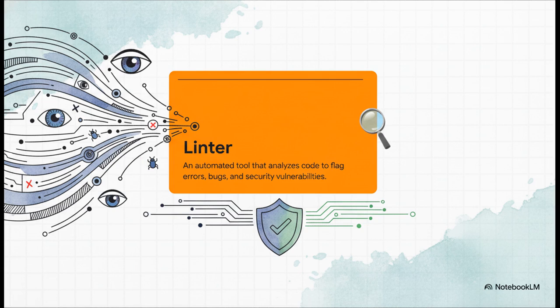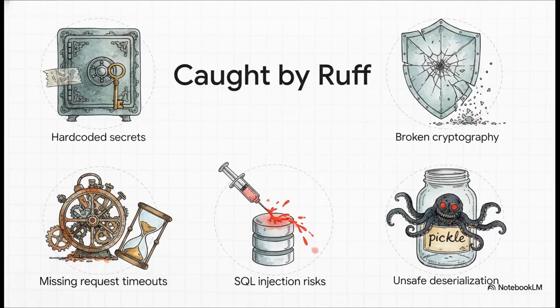Our first line of defense is a linter. Honestly, think of it like having an incredibly sharp senior developer looking over your shoulder 24/7. It automatically scans your code and catches common security mistakes before you even commit them. It's faster than a human, way more thorough, and it never, ever gets tired. And the stuff it catches is the kind of stuff that causes major headaches.